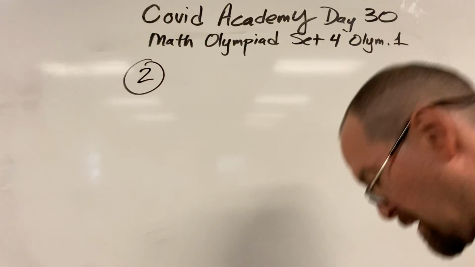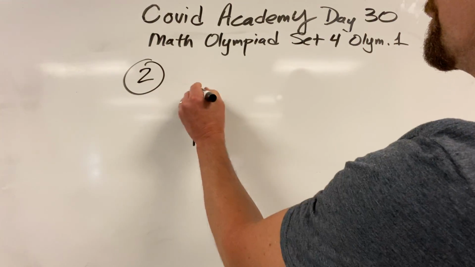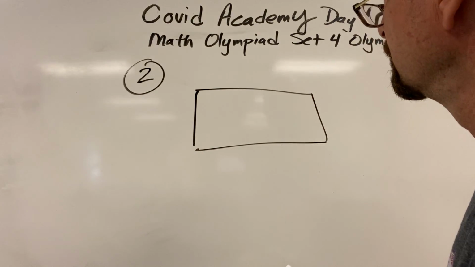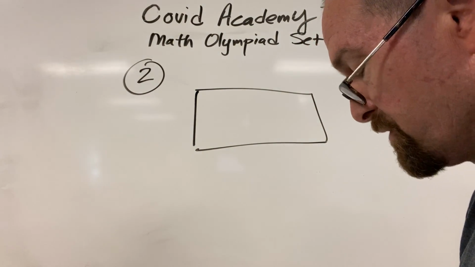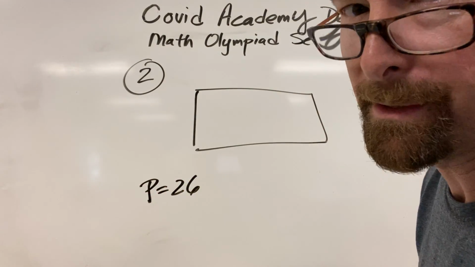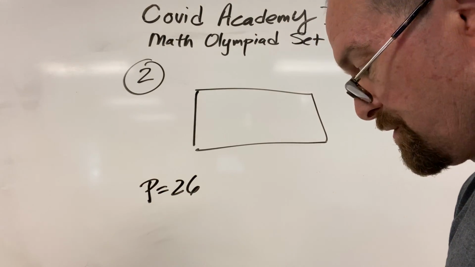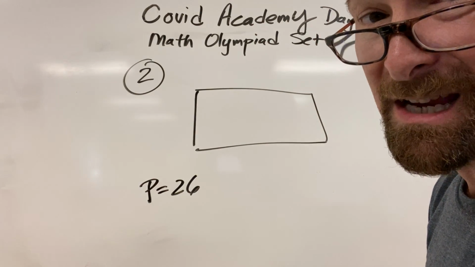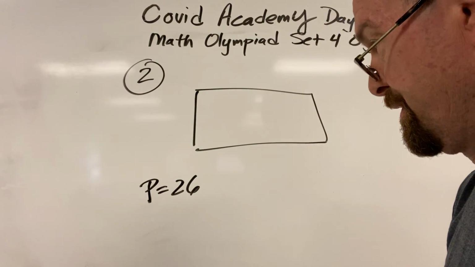Number 2. The perimeter of a rectangle is 26. So here's my rectangle. Well, not a very good one, but let's just do it anyway. My perimeter is 26, so P equals 26. Each side is measured in counting numbers, which is what they mean when they say whole numbers. What is the greatest possible area?